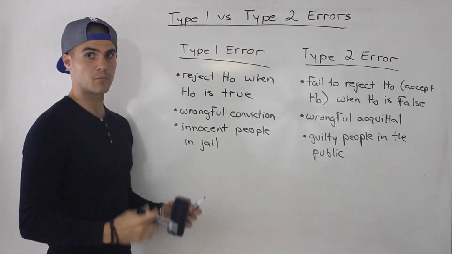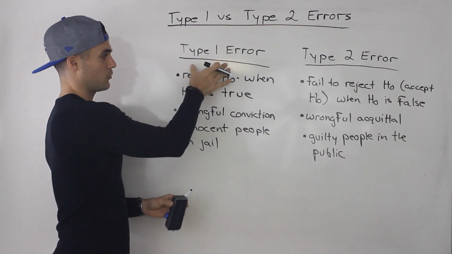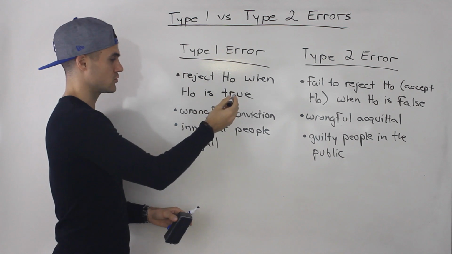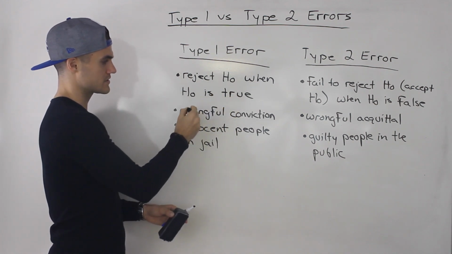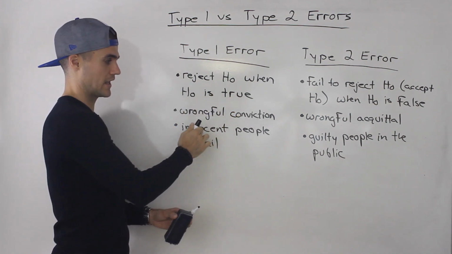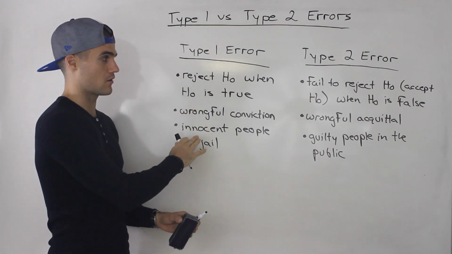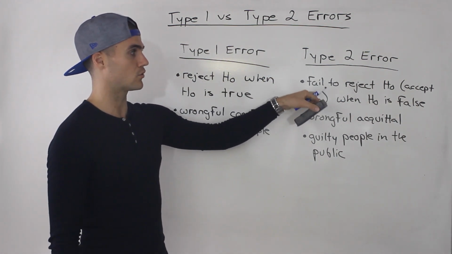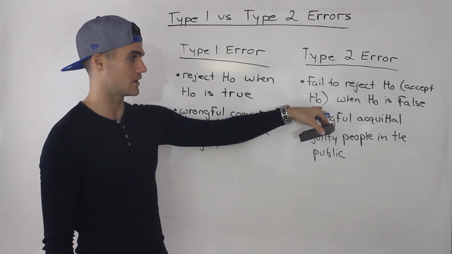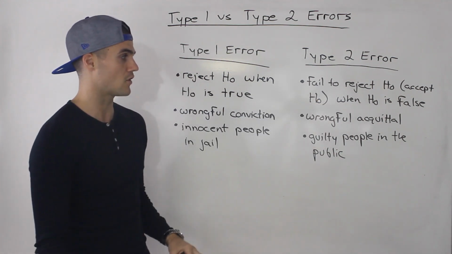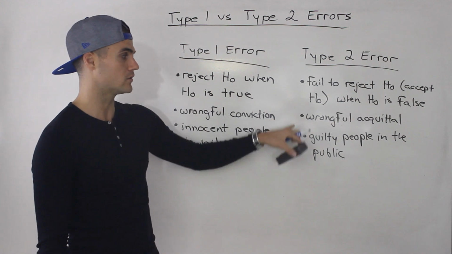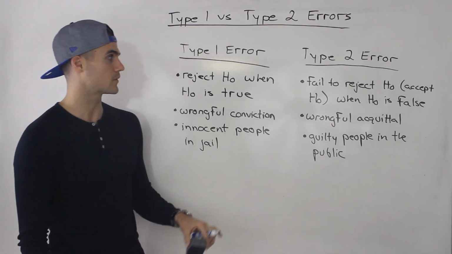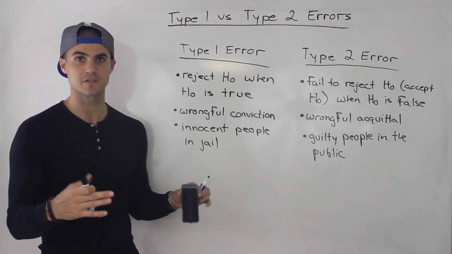So as a quick summary of this video, type 1 error, that's when you're rejecting the null when the null is actually true. So comparing it to trial, it's like a wrongful conviction. It's when innocent people go to jail. And then type 2 error is when you fail to reject the null or you accept the null, both mean the same thing, when the null is false. So that's like a wrongful acquittal, and that's when guilty people are in the public, right? So that's the difference between both types of errors.